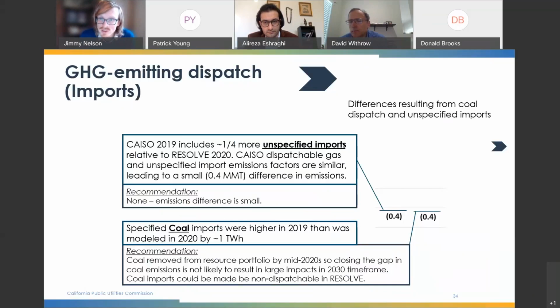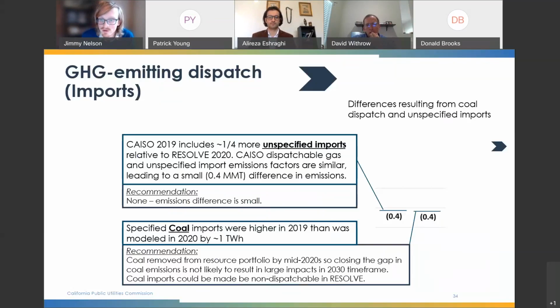So the question is really, what is the emission factor difference between those two? And it ends up being pretty small. Unspecified imports are around 0.43 tons per megawatt hour, and dispatchable CAISO gas is maybe on the order of 0.4. So even though there's a meaningful difference between the megawatt hours of unspecified imports, it doesn't necessarily translate into a big greenhouse gas emissions difference.